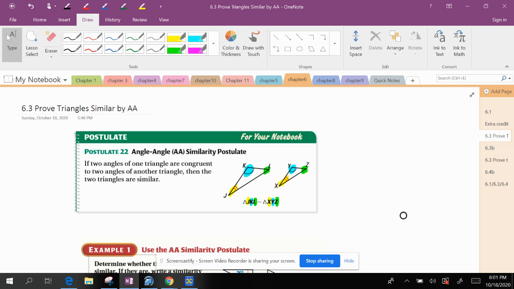a little long. All right, we are heading into 6.3, proving triangles similar by the rule AA. It's not what you normally think AA is. AA means angle, angle. Let's get our head in the math game, right? Angle, angle. The postulate angle, angle for similarity is if two angles of one triangle are congruent to two angles of another triangle, then the two triangles are similar. They may not have the same side lengths, but we know they have the same angle measures.